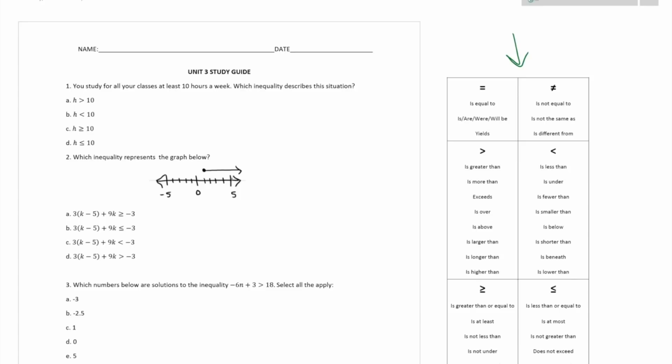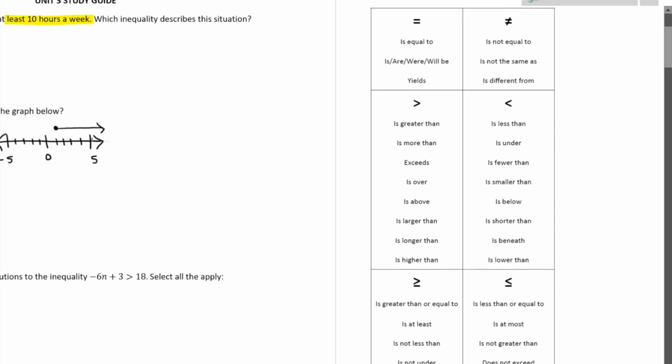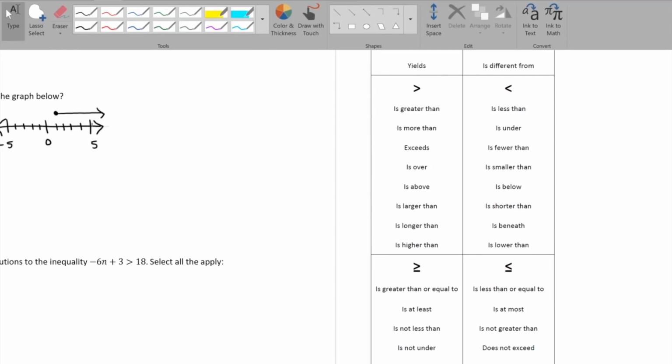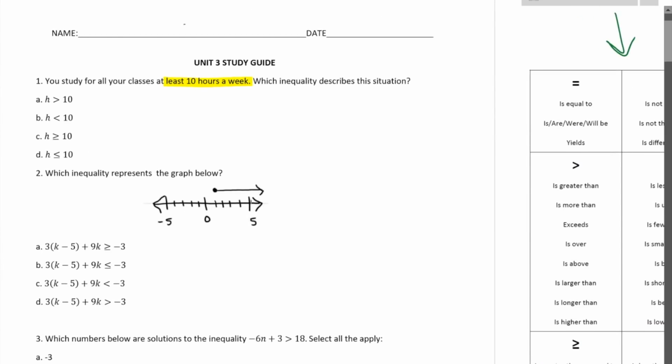So, number one, let's just dive right into this. You study for all your classes at least, so that word "at least" means something, at least 10 hours a week. Which inequality best describes the situation? So at least, if I look at my cheat sheet over here, I see that right here. And that symbol is a greater than or equal to symbol. So if I work at least, I should be greater than or equal to 10, and H in this case would have to be. So C would be my answer.